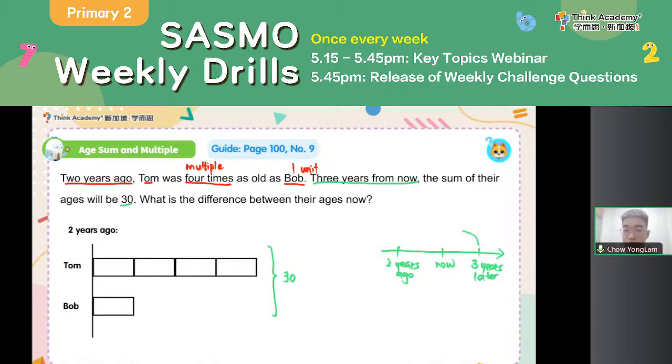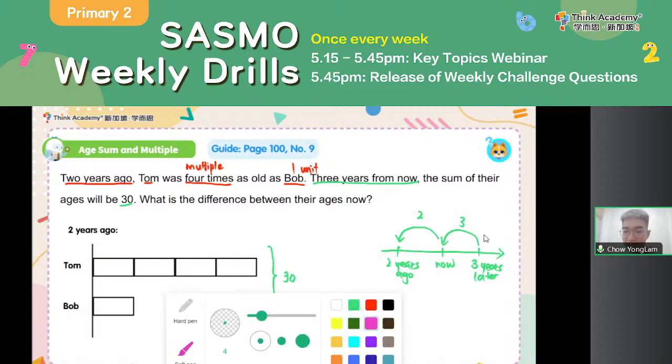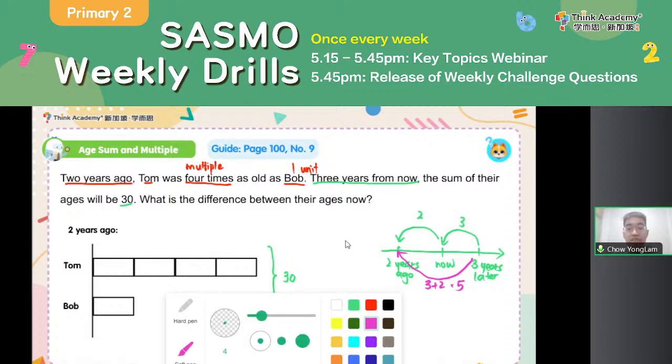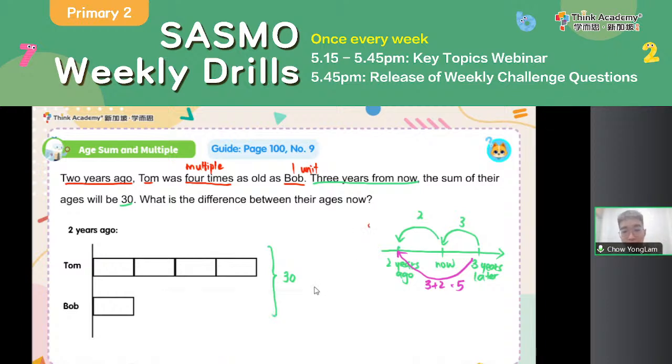From 3 years later to 2 years ago, don't forget there's a now in between. So 3 years later to now, that will be 3 years have passed. Now to 2 years ago, that will be 2 years have passed. So in total, 3 plus 2 equals 5 years. Pay attention, we are moving backwards. When we are moving backwards, we subtract to find the age sum. So this time it's minus 5.